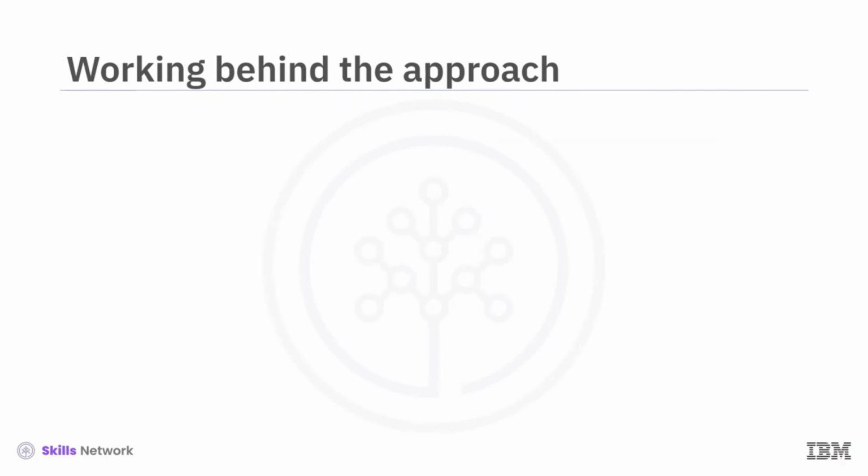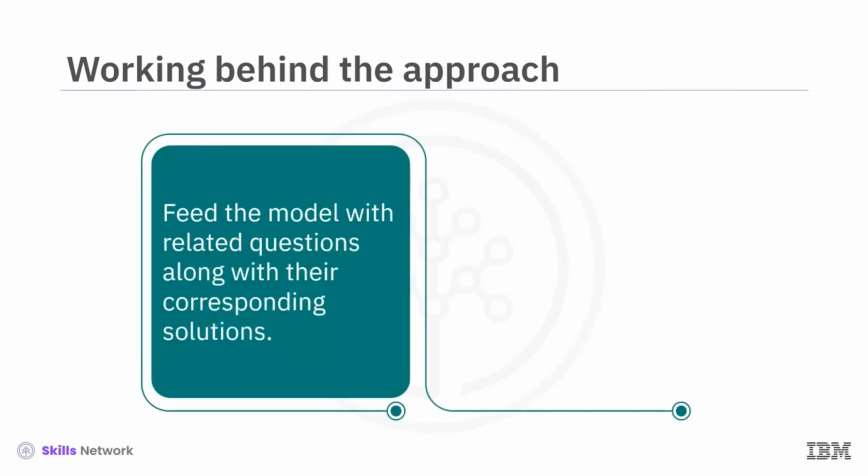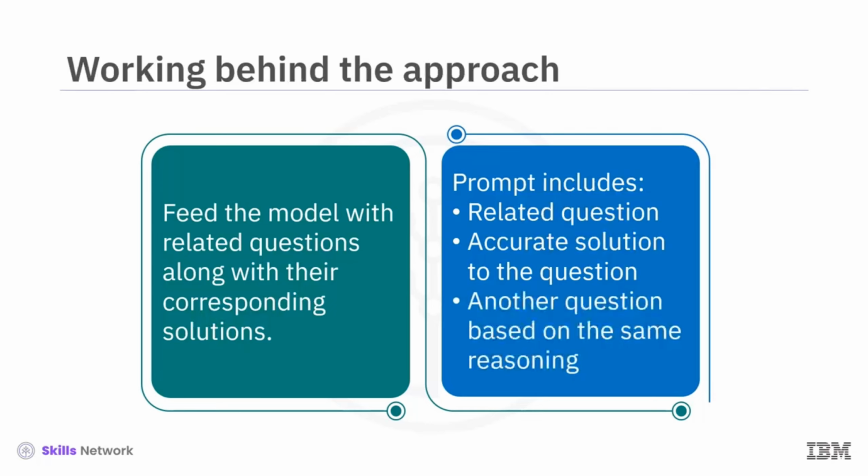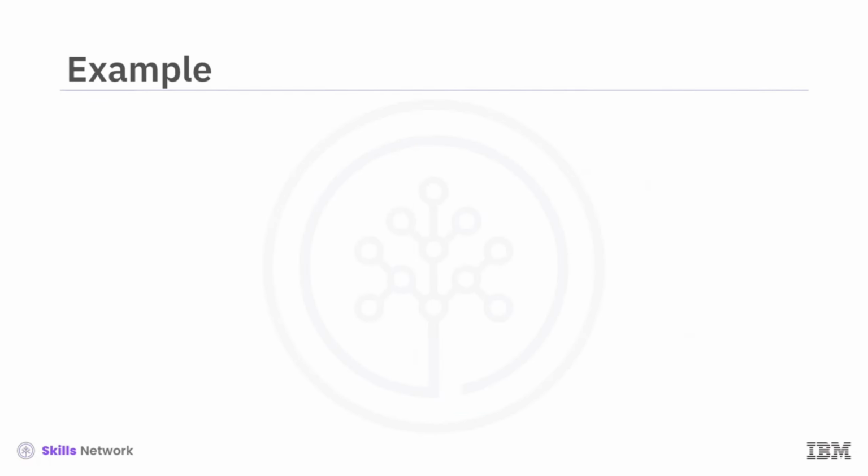Before posing a question directly to the model, you feed it with related questions along with their corresponding solutions. This chain of prompts helps the model think about the problem and use the same strategy to answer more such questions correctly. In simpler words, the prompt includes a question and an accurate answer to the question to provide the required context and step-by-step reasoning for the model. Then it poses a different question to be answered using the same line of reasoning. You'll understand this better with the help of an example.